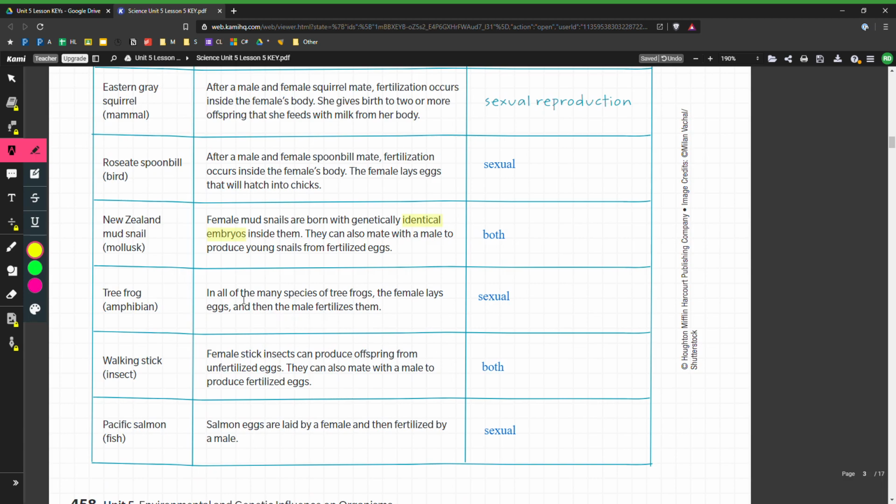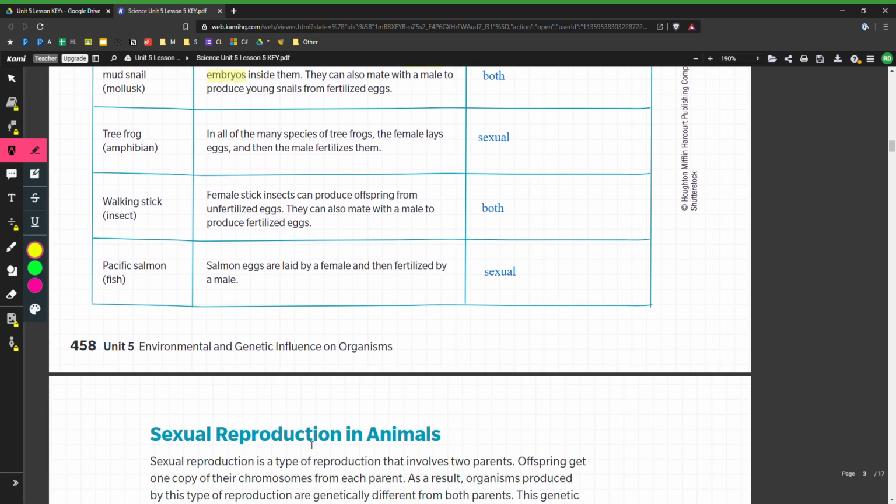Tree frogs. The female lays the eggs, the male fertilizes them. That's sexual. The walking stick. Female stick insects can produce offspring from unfertilized eggs, so they can take unfertilized eggs and produce offspring from that. So that would be asexual because they don't need anything else. They can also mate with a male to make fertilized eggs, so both. And salmon. Salmon eggs are laid by a female and fertilized by a male. This is sexual. There's actually a lot of animals that do that, lots of fish. They lay the eggs places, and then males come along and fertilize them, and that's how that works.